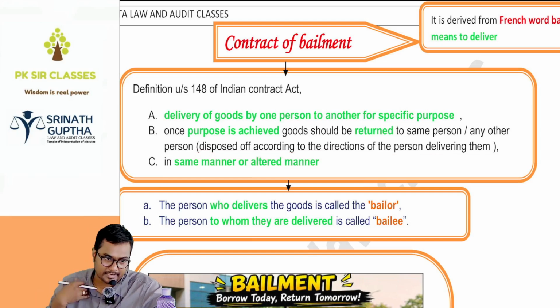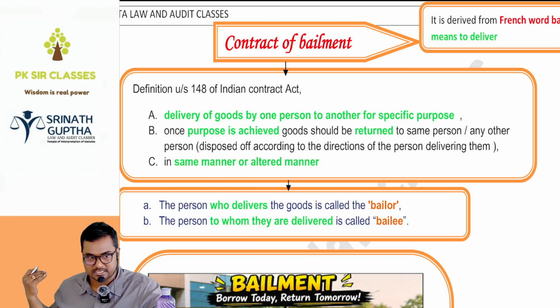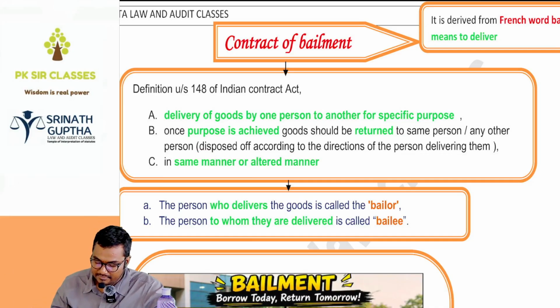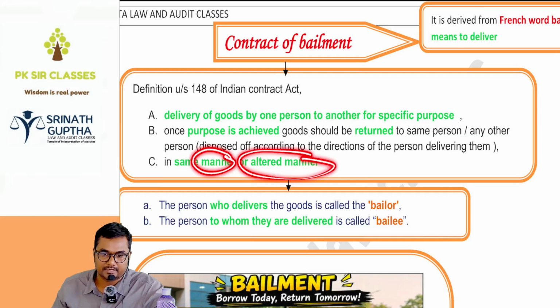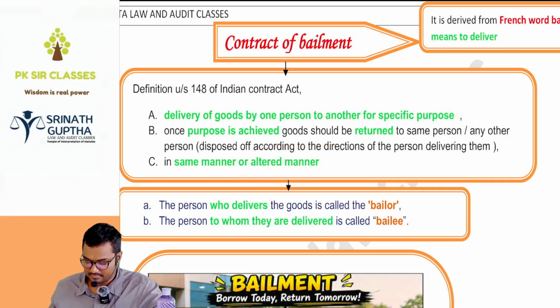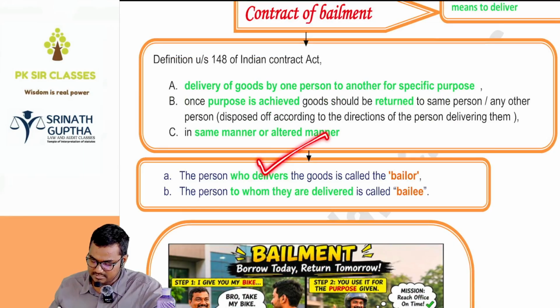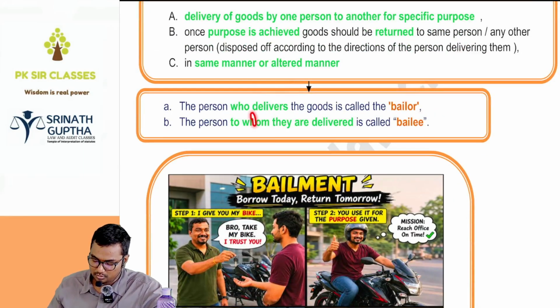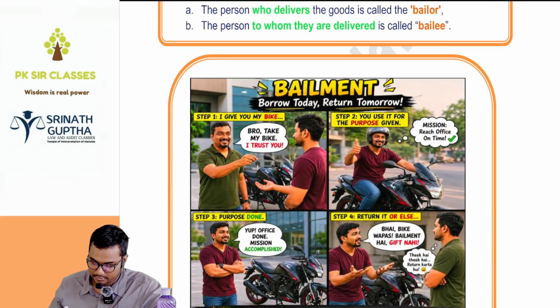So you have to give it back to me, or give it back as per my instructions to my wife, my father, in the same manner or in the altered manner. I give the bike, you are going for washing of the bike, giving back in the same manner. I gave the gold biscuit, you are making it into an ornament, altered manner. Done. So the person who is delivering the goods is said to be bailor. The person to whom it is delivered is said to be bailee.